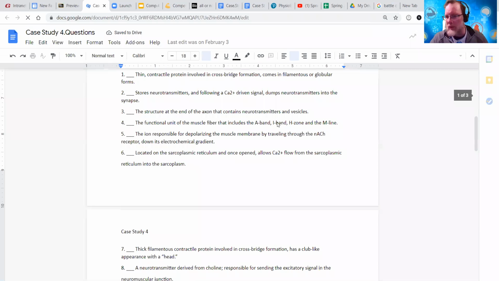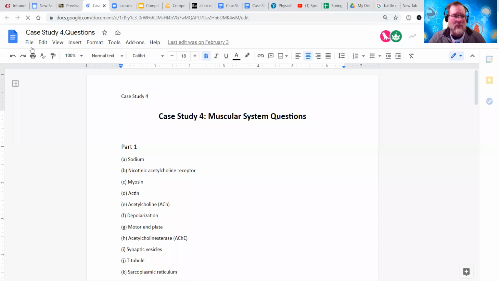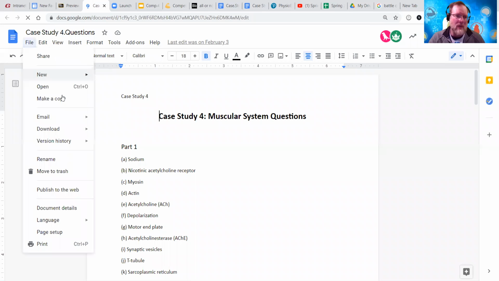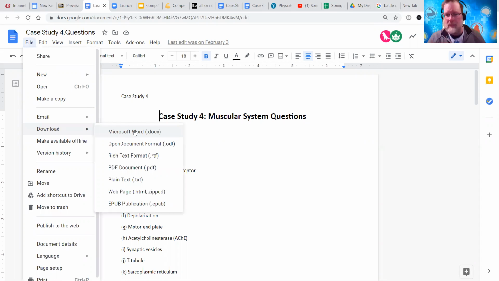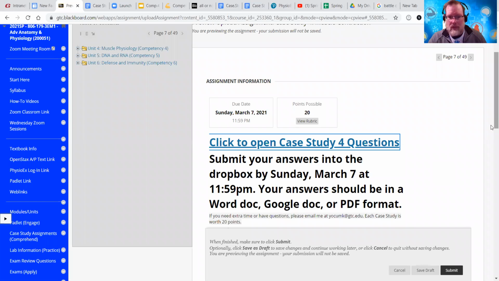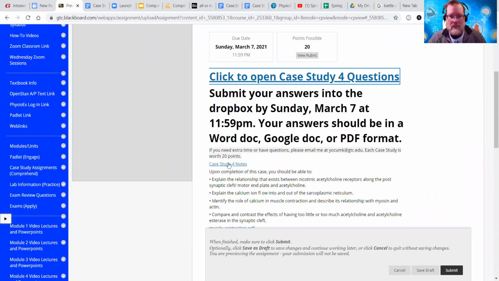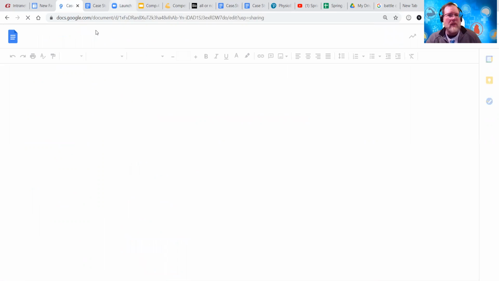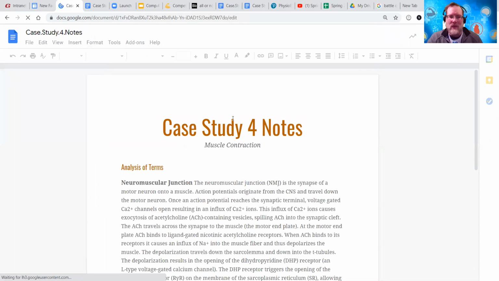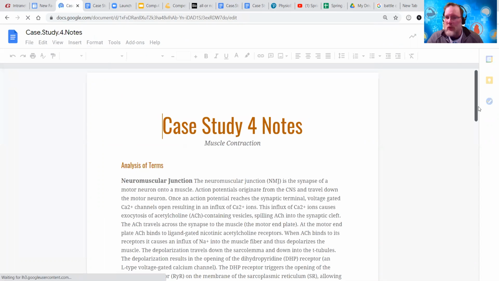And again, remember with this, it's a Google Doc, and it's non-editable, it's read only. So the only thing you're going to be able to do is click File and either make a copy or download as a Word doc and then type into that. So anyhow, that's there. And then if you scroll down a little bit, there are going to be some case study notes. So if you click on that, it's going to give you just some notes that'll help you answer those questions.